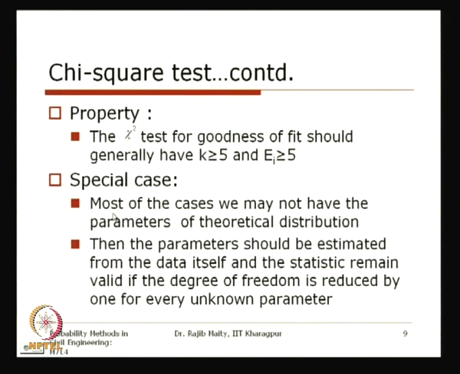Now the special case: in most cases we may not have the parameters of the theoretical distribution, and then the parameters should be estimated from the data itself. The statistic remains valid if the degrees of freedom are reduced by 1 for every unknown parameter. That is what I just explained. So if you need to estimate the parameters of the hypothesized distribution from the data, then that many degrees of freedom will be lost.